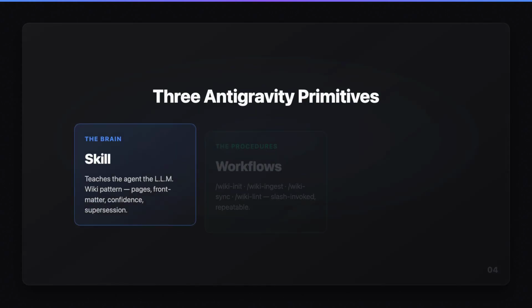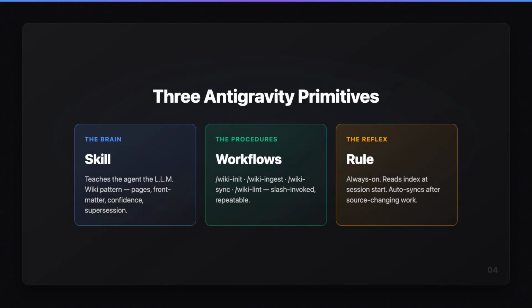So I built this for Antigravity. It's not an extension. It's 3 primitives Antigravity already gives you: a skill, a set of workflows, and a rule. The skill is the brain. It teaches the agent what an LLM wiki is, how pages are structured, how confidence decays, how old pages get superseded. The workflows are the procedures: init, ingest, sync, lint.